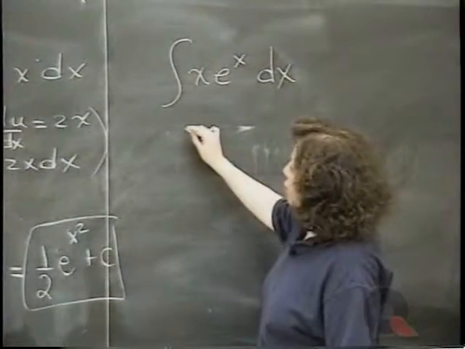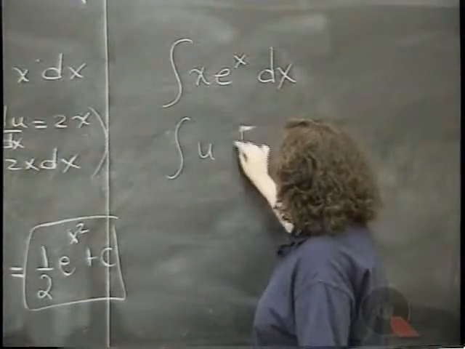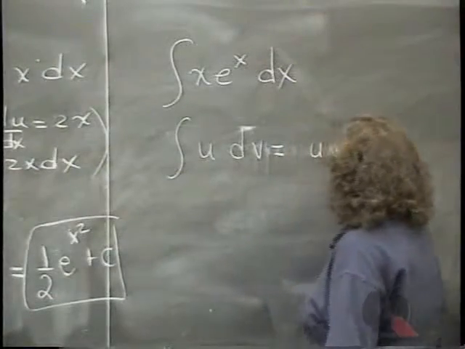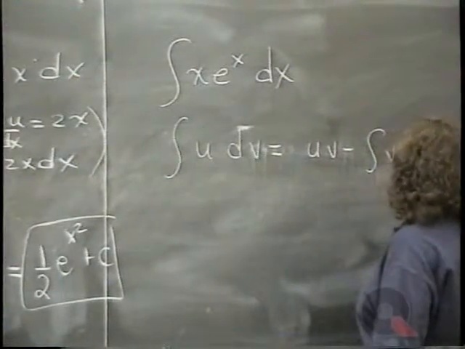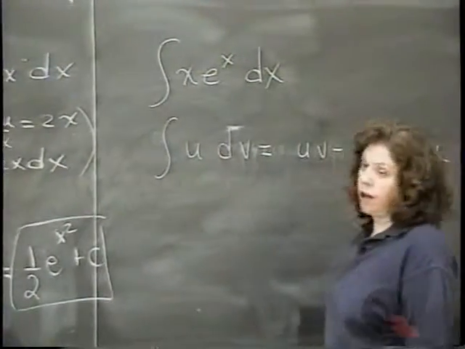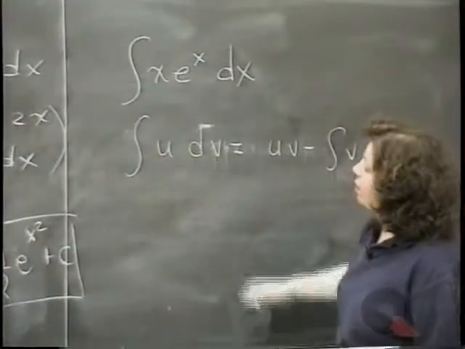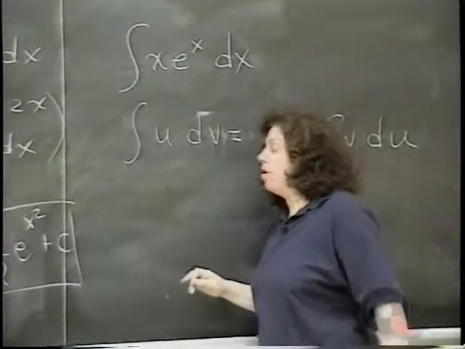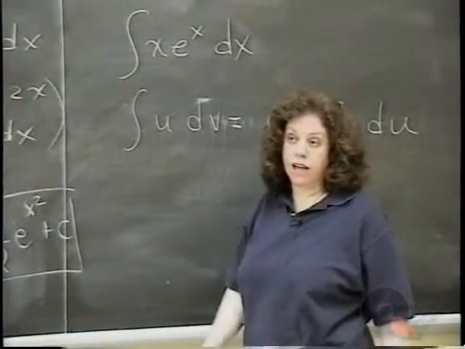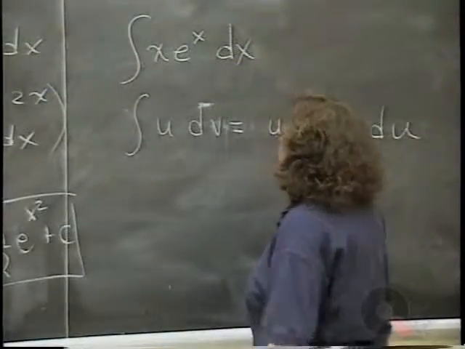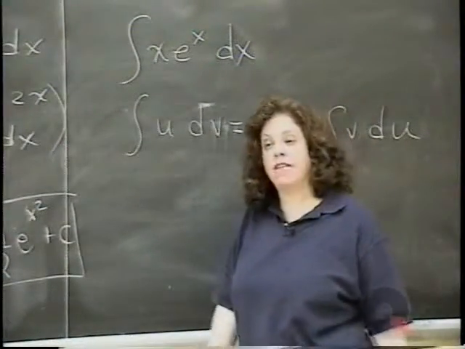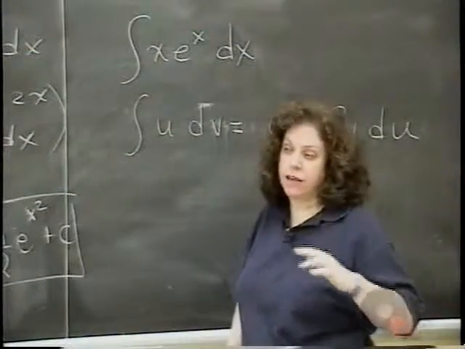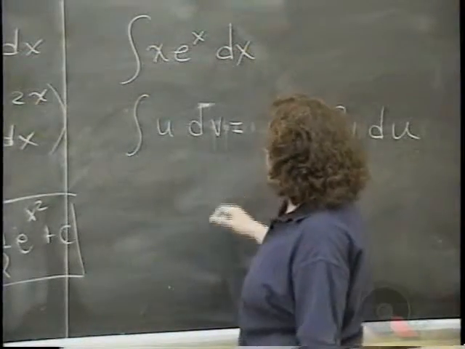Now, to do it by integration by parts, reminding you the formula is the integral of u dv is uv minus the integral of v du. We're going to have to break up the original problem into a u part and a dv part. The dv part will always include dx, and the idea is that the dv should be the most complicated thing that you know how to integrate, that is in basic form, and it always includes the dx.